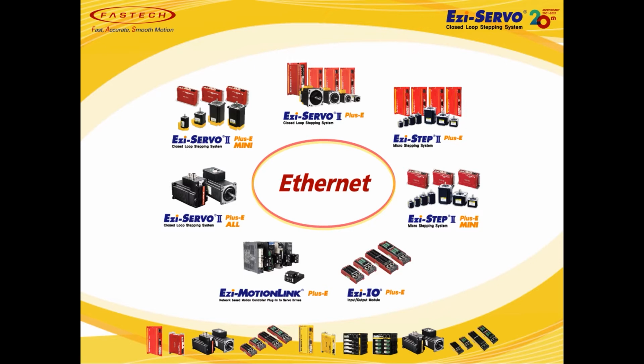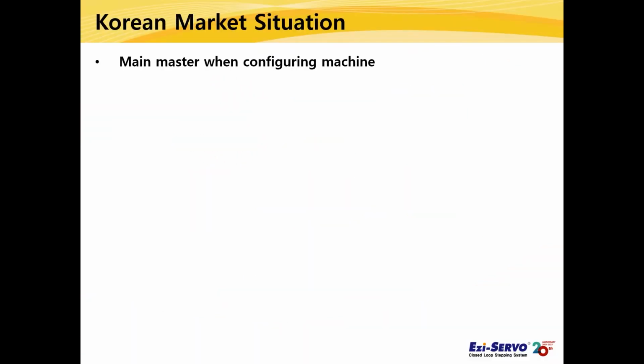Among 7 types of products, I'd like to introduce the mini drive type of closed-loop stepping system, Ezi-SERVO Plus-E MINI. Next, prior to the introduction of Ezi-SERVO Plus-E MINI, I would like to explain the FASTECH's Ethernet products with the example of Korean market situation.